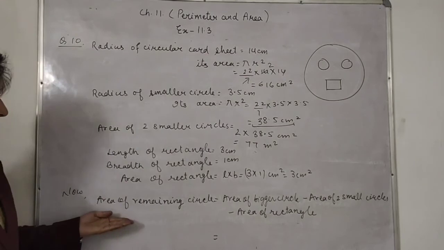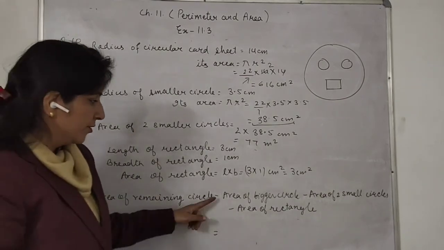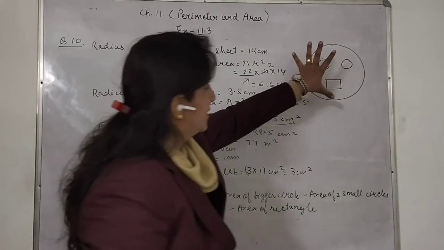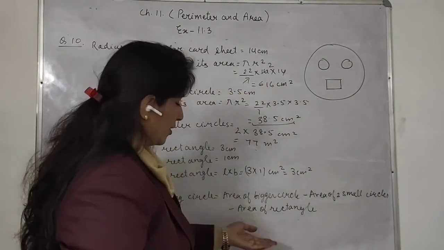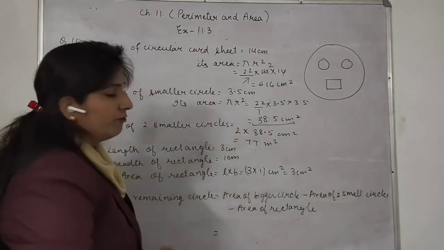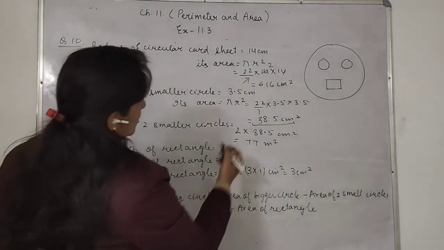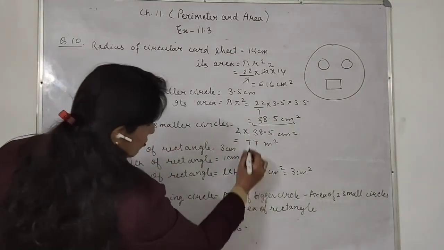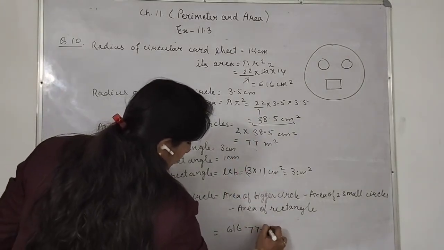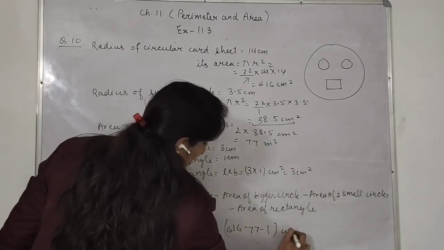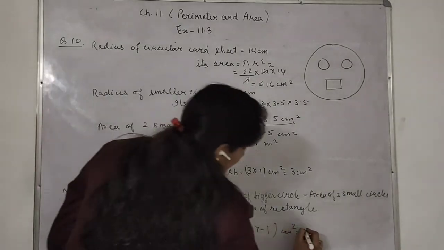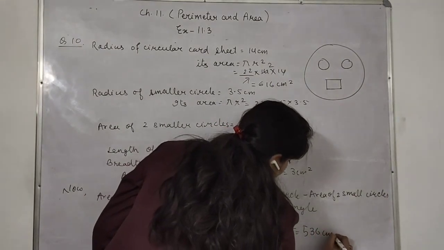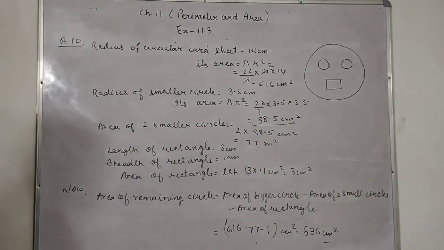Now it is time to calculate the area of the remaining part. What we need to do is: area of the bigger circle, meaning the circular card sheet, minus the area of the two smaller circles, minus the area of the rectangle. So we do 616 minus 77, then subtract 3 centimeter square. After solving this, we get the result as 536 centimeter square. So this is question 10.